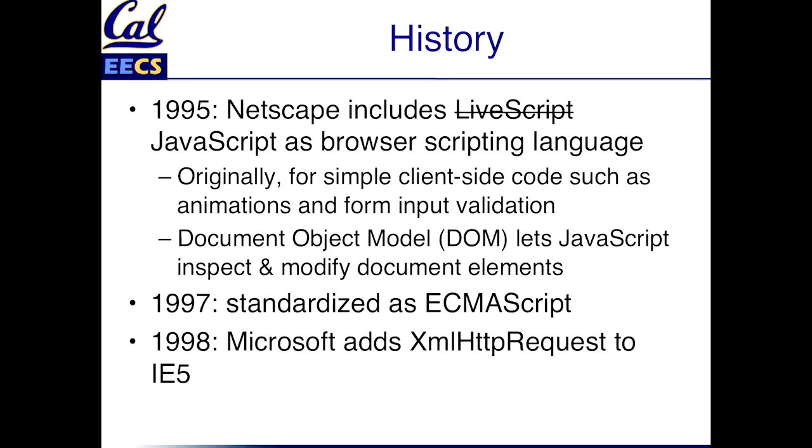In 1998, Microsoft did a really important thing. They added a single method to the JavaScript API seen by the browser that completely changed how you could do interesting apps just in the browser, and that was XMLHttpRequest. We're going to talk a good deal about that as well.